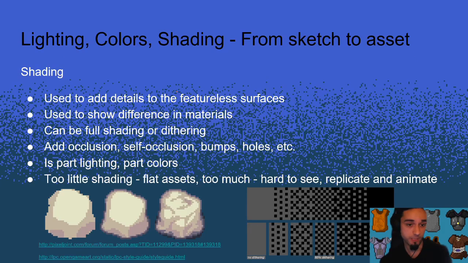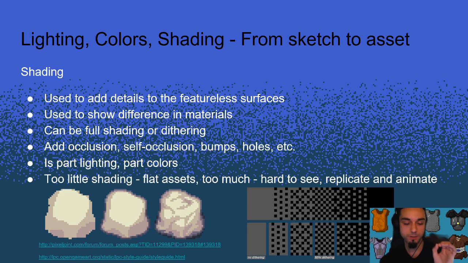Finally, shading. If we have chosen the light direction, we have chosen the colors, and we have started to draw something, let's say this rock here. If we want to add some more details to a featureless surface, then we use shading. And pixel art shading is everything because we are working with a very limited number of pixels.